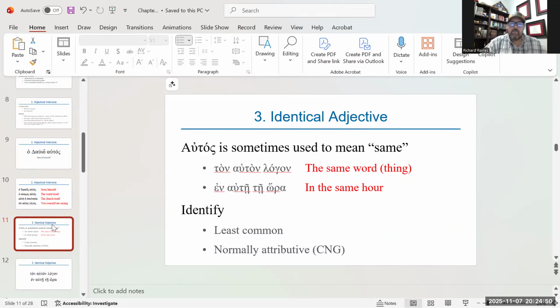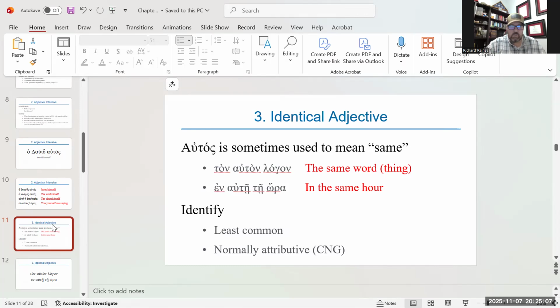So the third way that autos can appear in Greek is it can mean the same, meaning literally the same. So you've got an example here, ton auton logon.